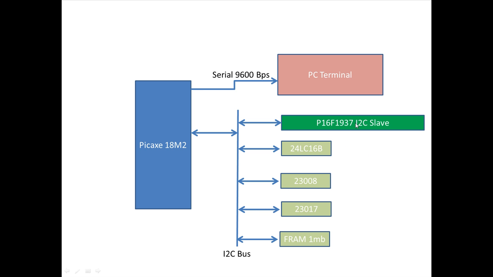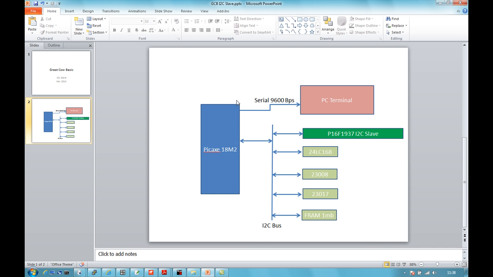What have I got? I've got a 16F937 acting as an I2C slave, programmed using Great Cloud Basic. Over here I've got a PICAXE 18M2 on a test board, connected to the I2C bus along with a whole load of other devices. What I've actually got connected is, and I'll just correct this whilst I'm here, that's connected into there. Okay.